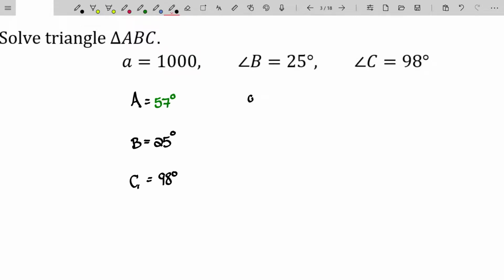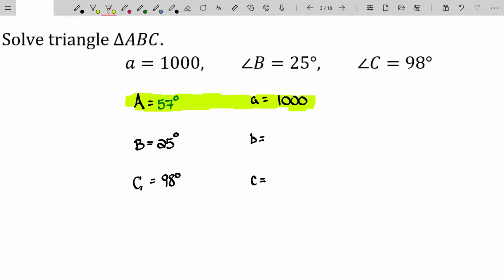And then we have side little a. Did they give us that? Yep, 1,000. And then side little b and side little c. Notice in this case, we don't need to actually use the law of cosines because we have a complete row. The law of cosines is not always necessary. Try to use the law of sines if you have the option to. And in this case, I definitely have the option to use the law of sines.